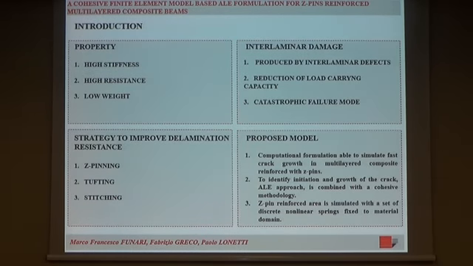Well, composite materials are frequently used in many engineering applications. The main properties of these materials are high stiffness, high resistance, and low weight. For these reasons, these materials are also used to reinforce structures. However, these materials are frequently affected by interlaminar defects that can cause catastrophic failure modes. For these reasons, in literature there are several strategies to improve the delamination resistance, for example, the pinning, tufting, and stitching.